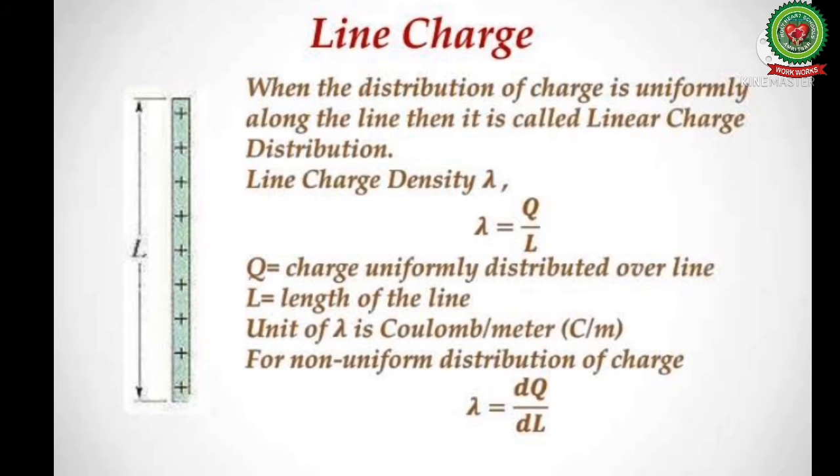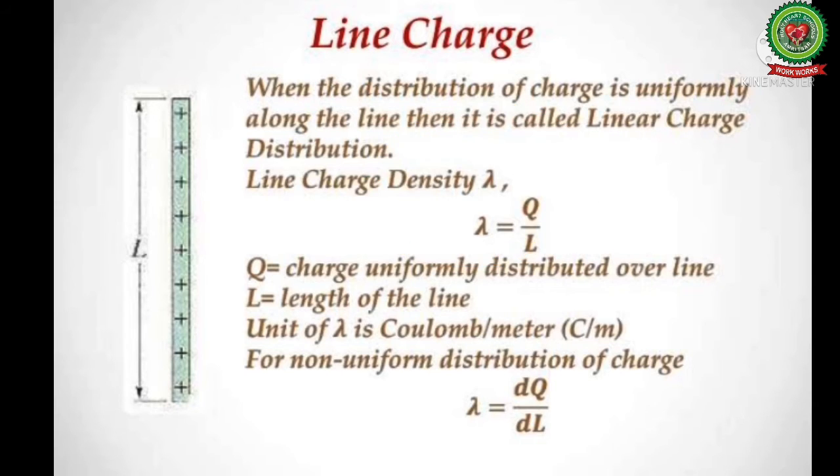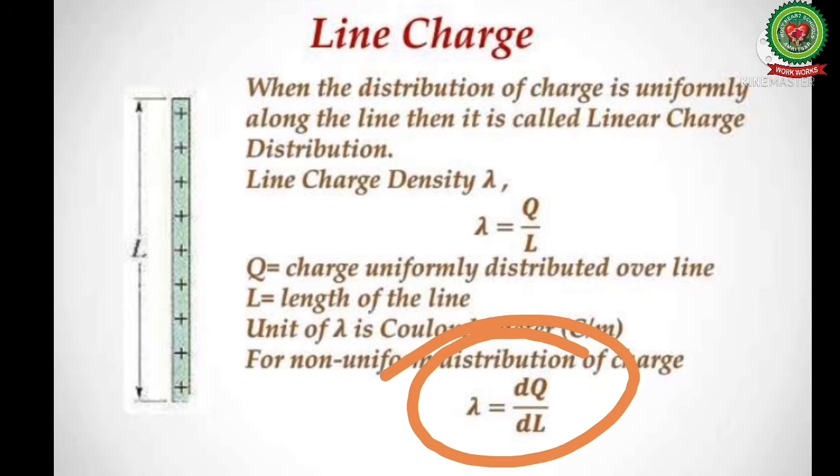Students, when the charge is distributed uniformly along a line, then we say the charge distribution is linear charge distribution. The density of line charge is denoted with lambda and the formula becomes lambda equal to Q over L. The unit for linear charge density is coulomb per meter. This formula is applicable when the charges are uniformly distributed over a line. But for non-uniform distribution of charge, the formula becomes lambda equal to dq over dl.